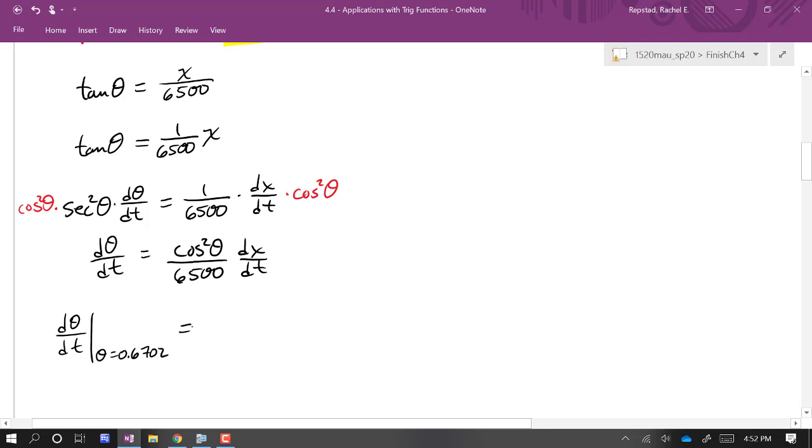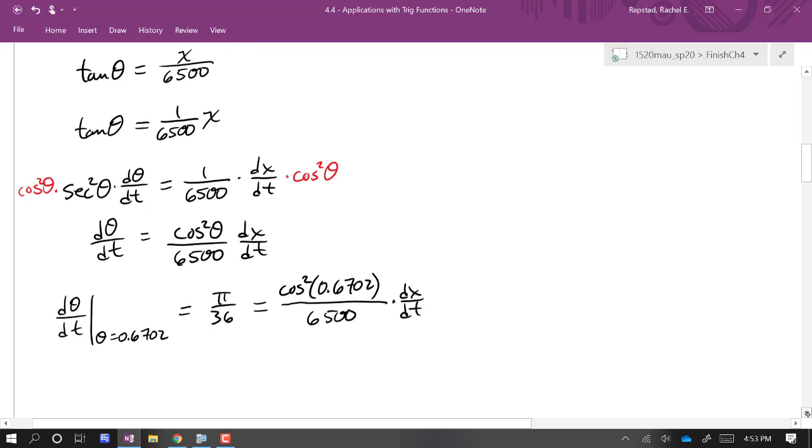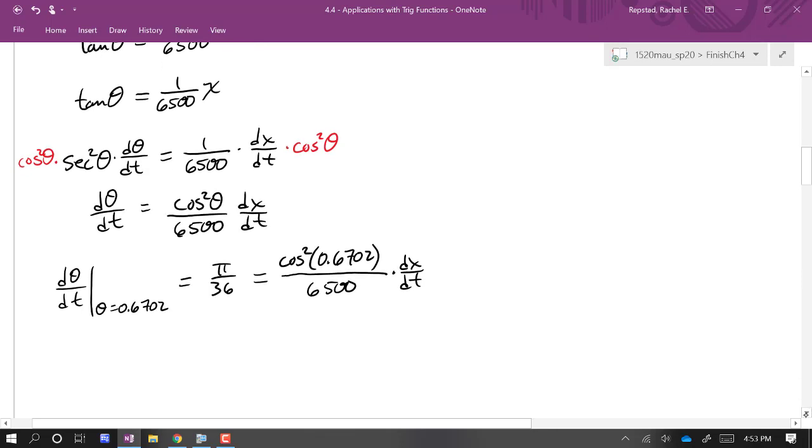And we know that at that point d theta dt is pi over 36. And since we know d theta dt is a function, then pi over 36 must be equal to cosine squared 0.6702 over 6,500 times dx dt. And we can take this equation and solve it. Just going to multiply both sides by the reciprocal of that fraction, the cosine squared over 6,500.